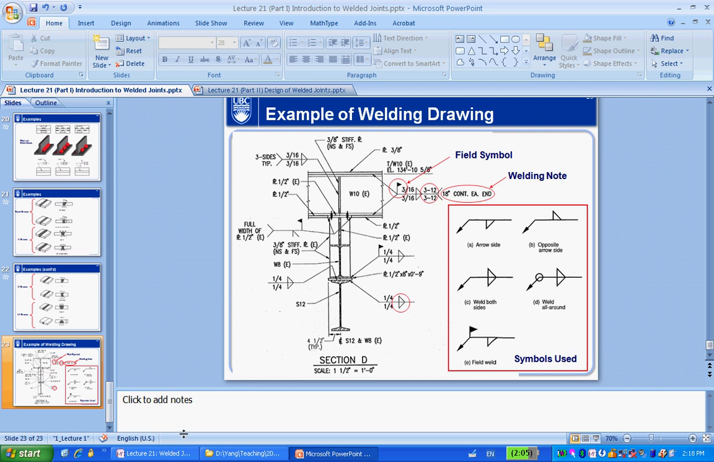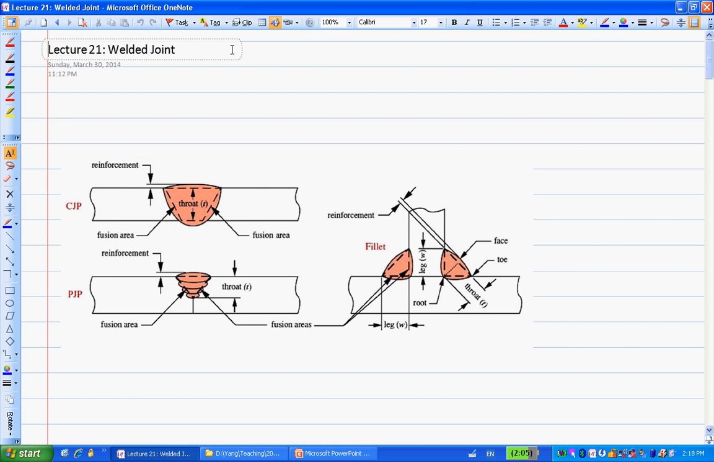Okay. So now let's look at the welded joints, right? How do we analyze the welded joints and how do we design them? As we said, we're going to focus on the fillet weld. Mostly fillet weld, but we'll also look at the so-called butt weld.